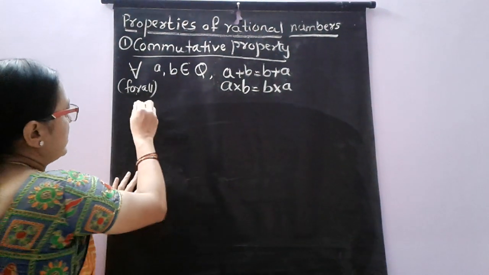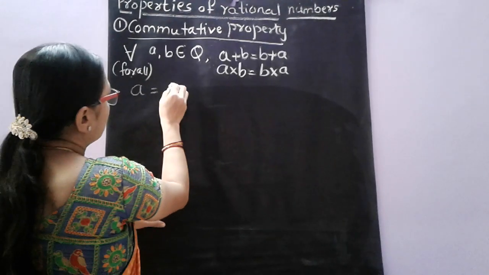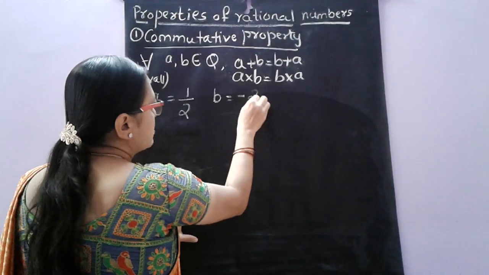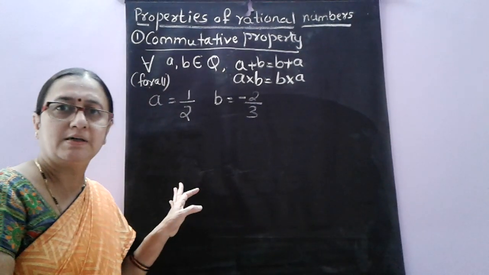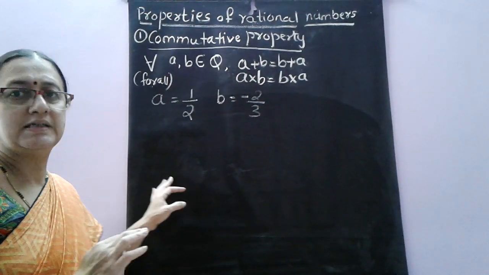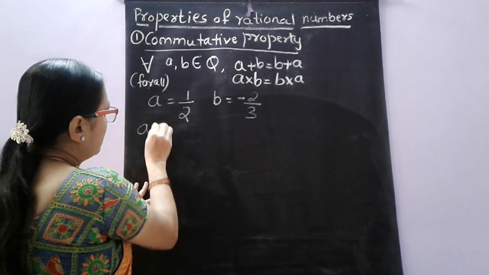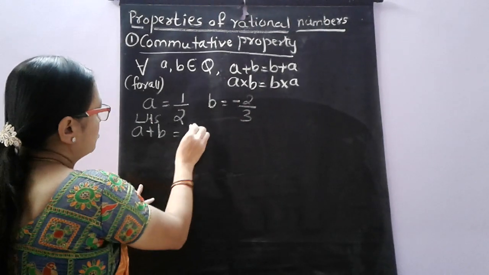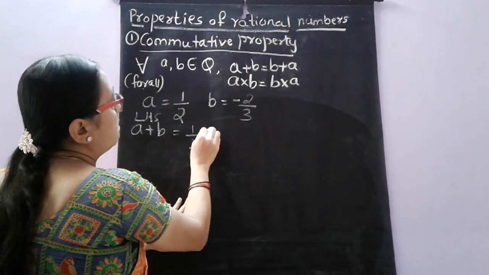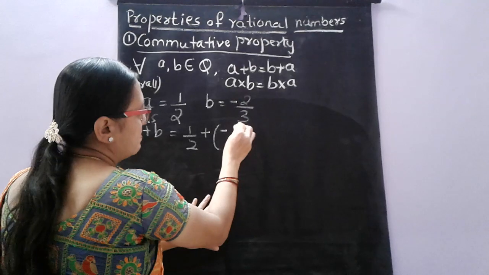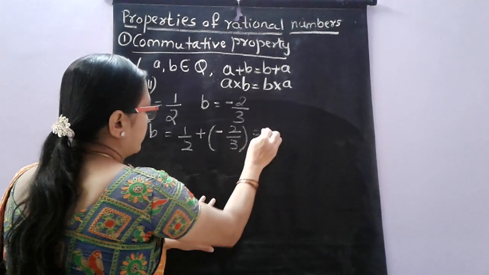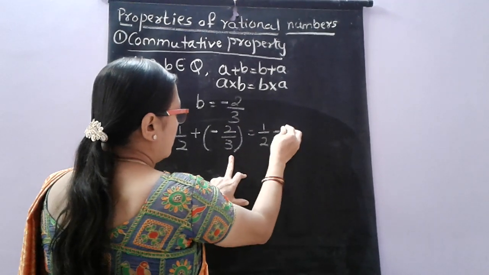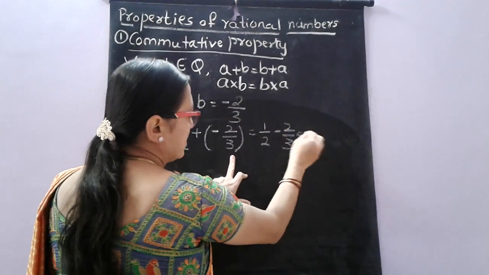Now, let us take examples here. Let A equal to 1 by 2, one rational number. B equal to minus 2 by 3. This is second rational number. Let us check all the four operations here. First one, A plus B is LHS here. So, it is 1 by 2 plus second rational number minus 2 by 3. So, this is equal to, LCM is 6 here. 1 by 2 minus 2 by 3. LCM is 6.